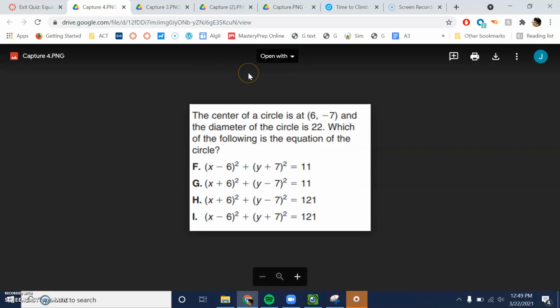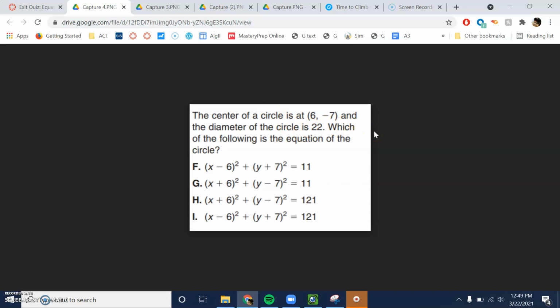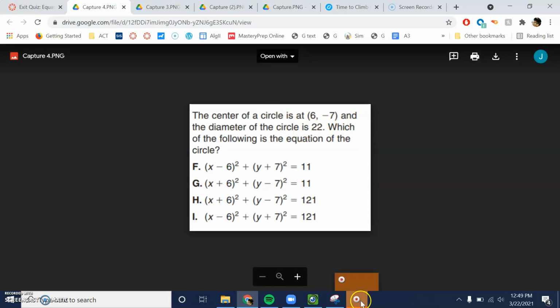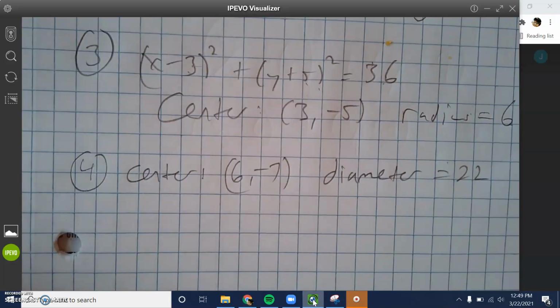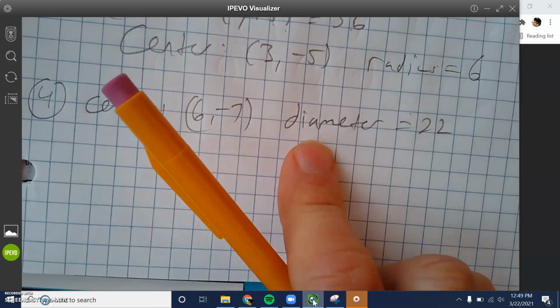All right, here we go. Little twist on this one. The center, oop, not even read it, just go. What's the answer, number 4? All right, let's try it. Here we go. The center is 6, negative 7, diameter is 22.